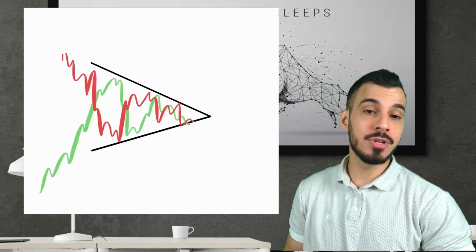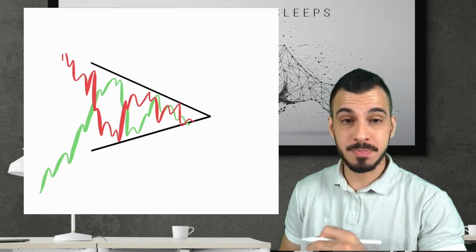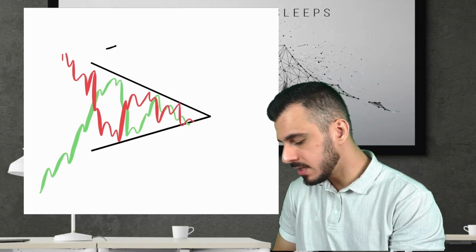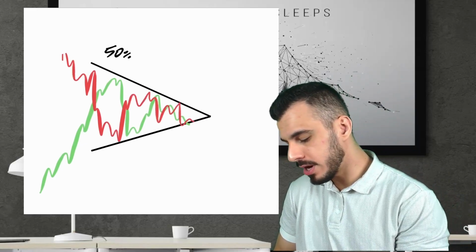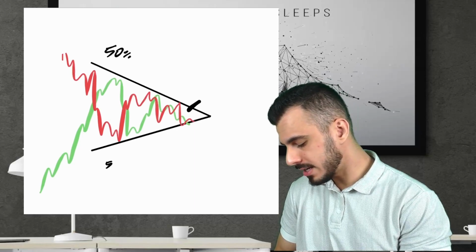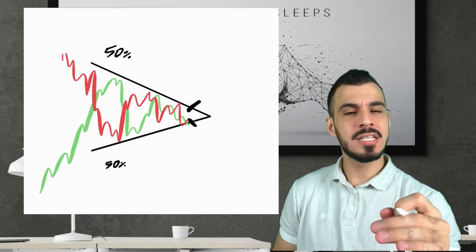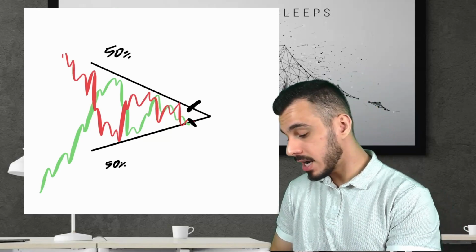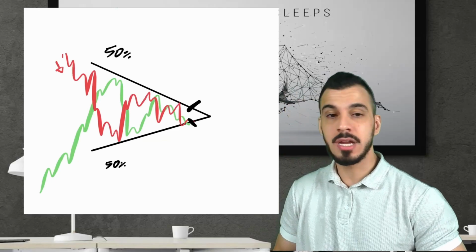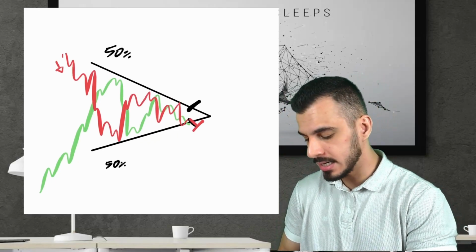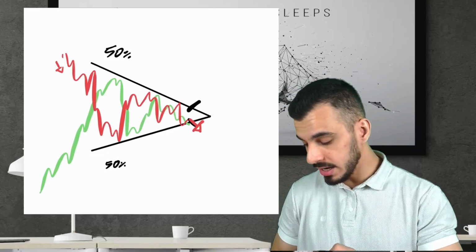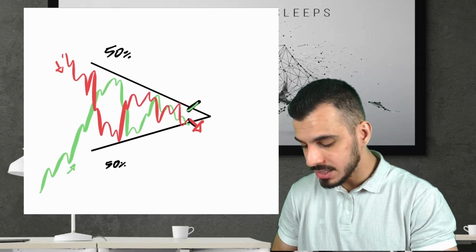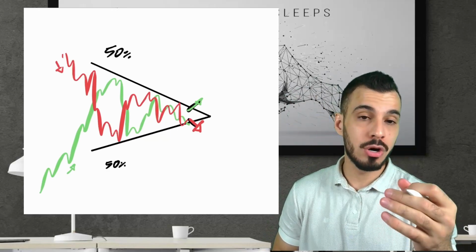So the ascending triangle is bullish, the descending triangle is bearish. What about this one? A lot of people say that this one is 50-50. 50% to break to the upside, 50% to break to the downside. But this is usually a continuation pattern, guys, so pay attention. If we are coming from the upside, then the highest probability here would be to break to the downside and continue the bearish trend. If we are coming from the downside, then most probably we are going to break it to the upside and continue our bullish trend.